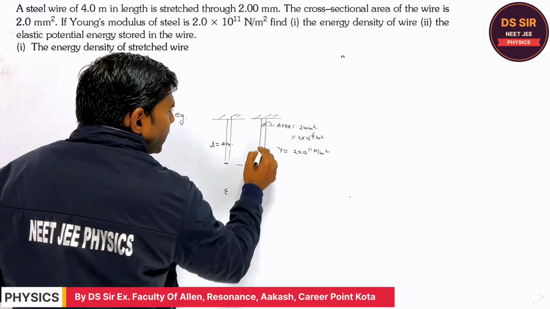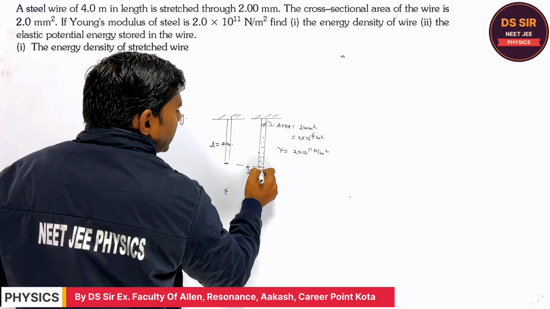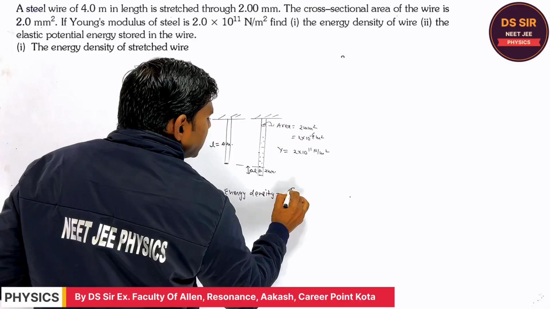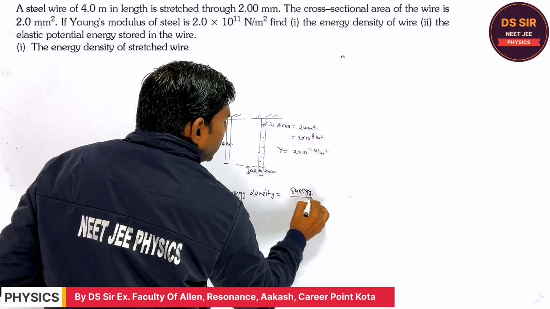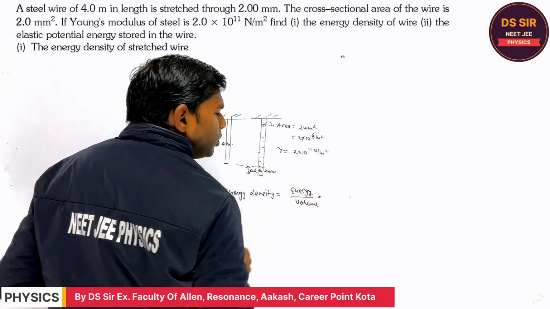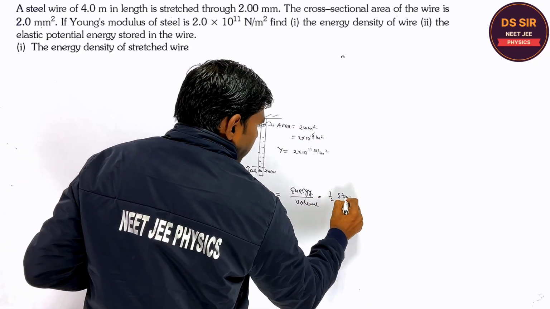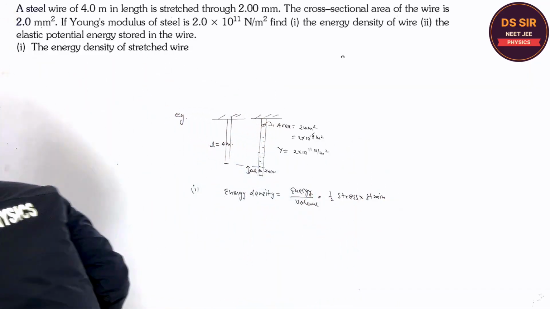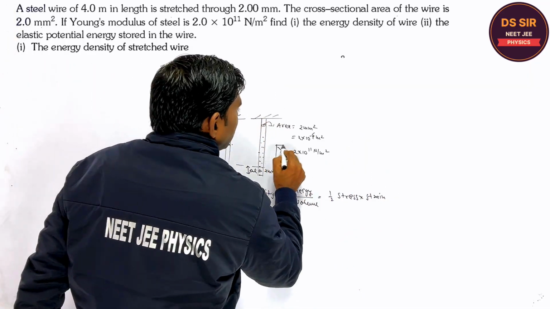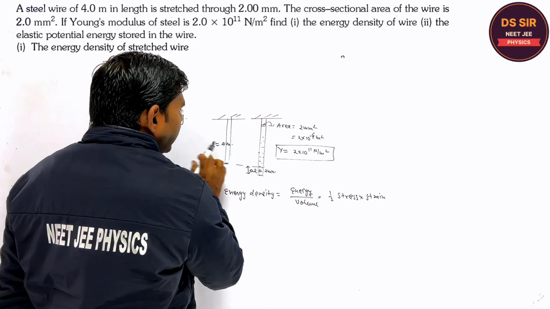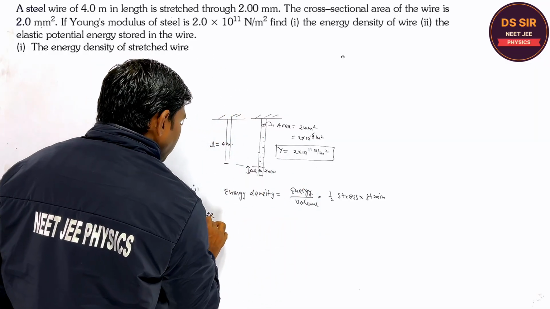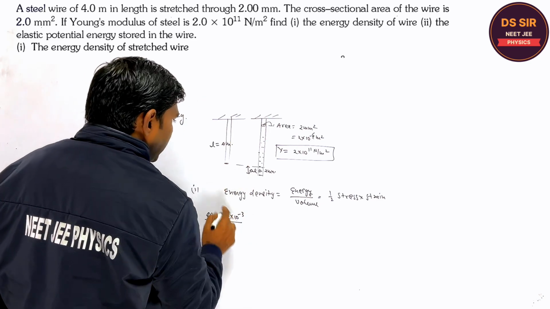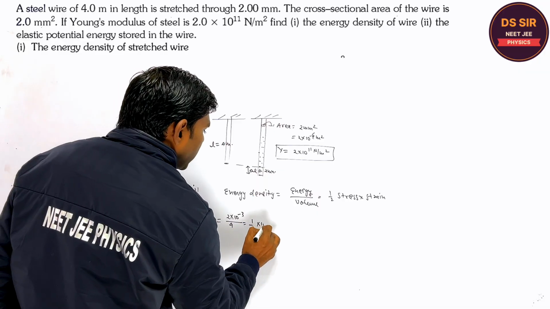When you do some work, the energy is stored in the form of potential energy, and the energy density. What is the energy density? You will say energy per unit volume. And what is the energy per unit volume? Say 1 by 2 stress into strain. Is it clear or not? So listen one more thing. When the Young modulus is given, here delta L is given. That is, the strain is delta L upon L is equal to 2 millimeter upon total length 4 meter. So strain is 1 by 2 into 10 to the power minus 3.